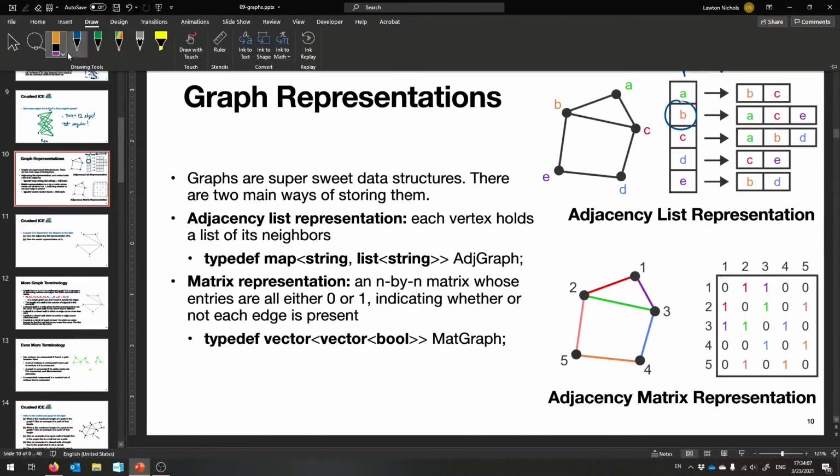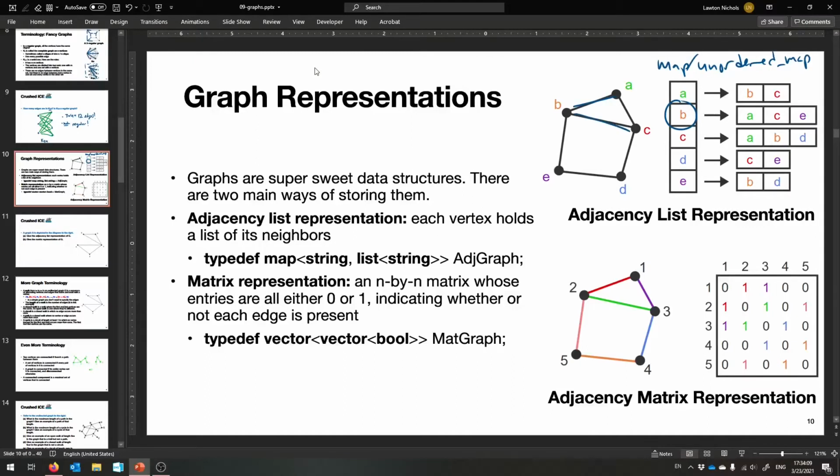Well, we have A, C, and E. And so in the map at B, we're going to give the list of all those other vertex names that we can get to through an edge: A, C, and E. So it's telling us that AB is an edge, AC is an edge, BA is an edge, BC is an edge, BE is an edge. That's the idea. That's what's going on.